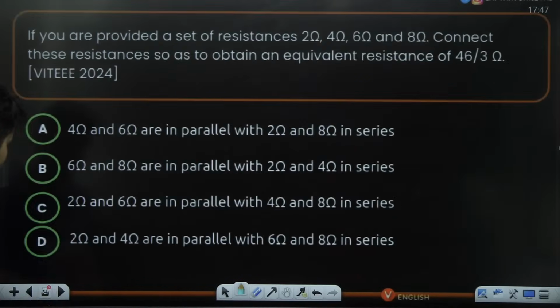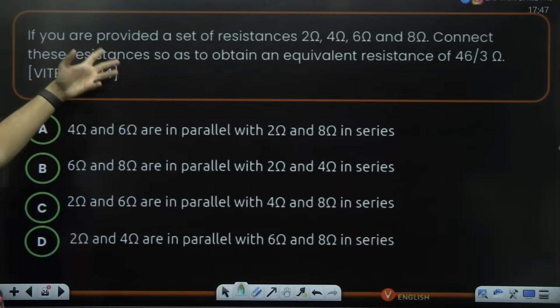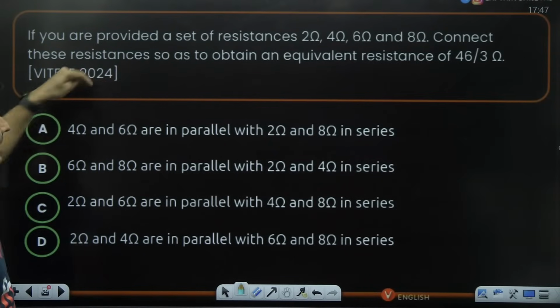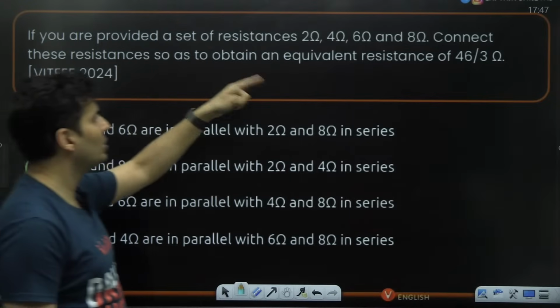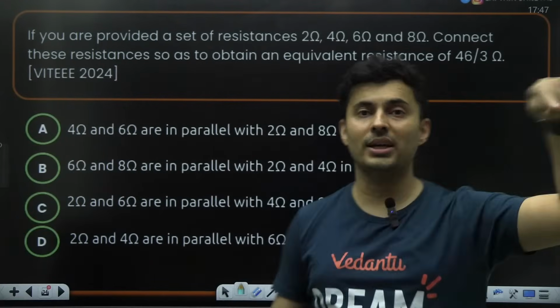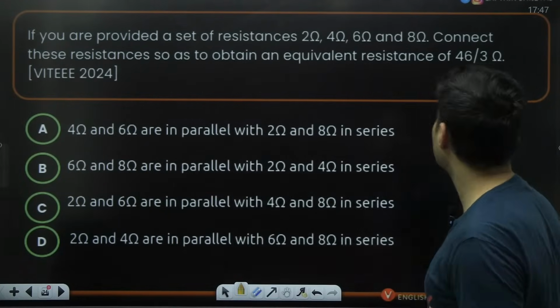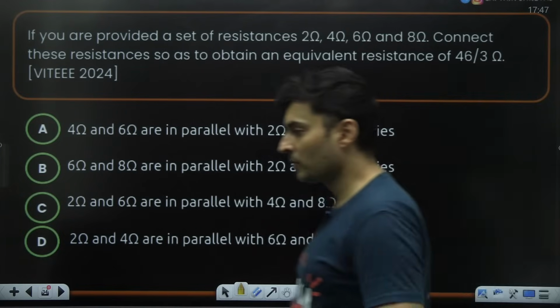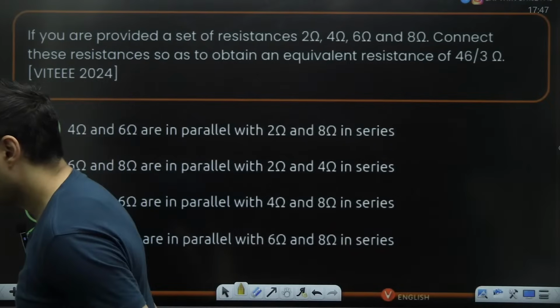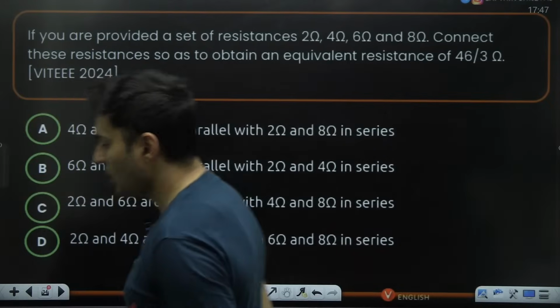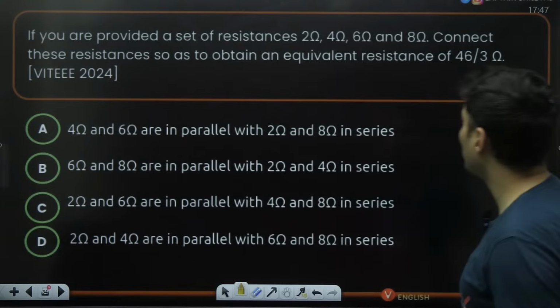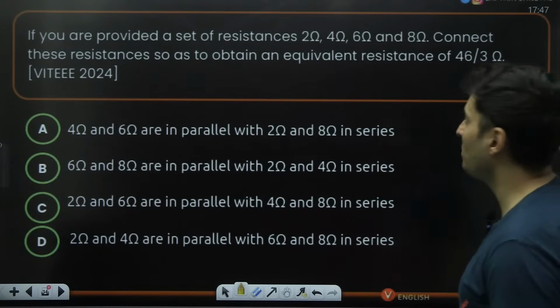So we know these things. So let's have a look. VITEEE 2024. If you are provided with resistances 2, 4, 6 and 8, connect these resistances so that you can obtain an equivalent resistance of 46 by 3 ohms. Come on, my dear students. What are you going to do? How do you combine 2, 4, 6 and 8 to get 46 by 3?